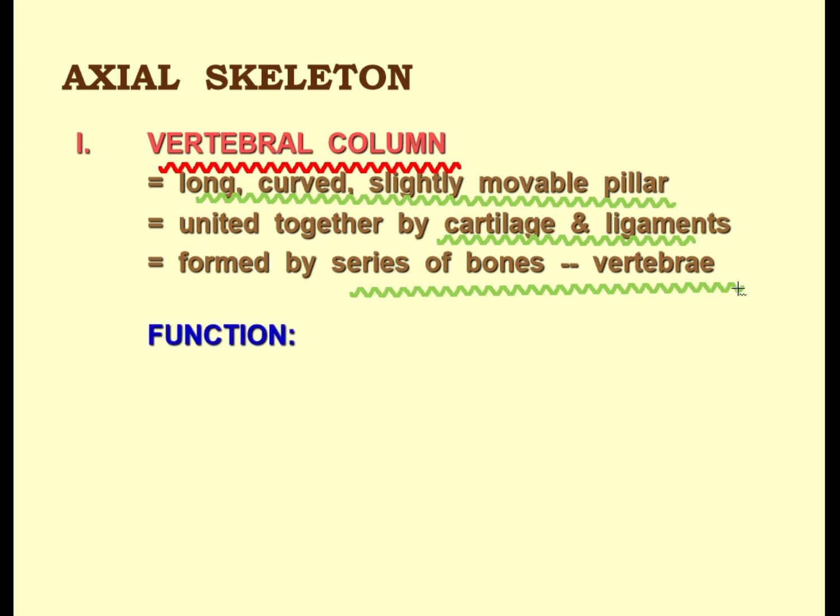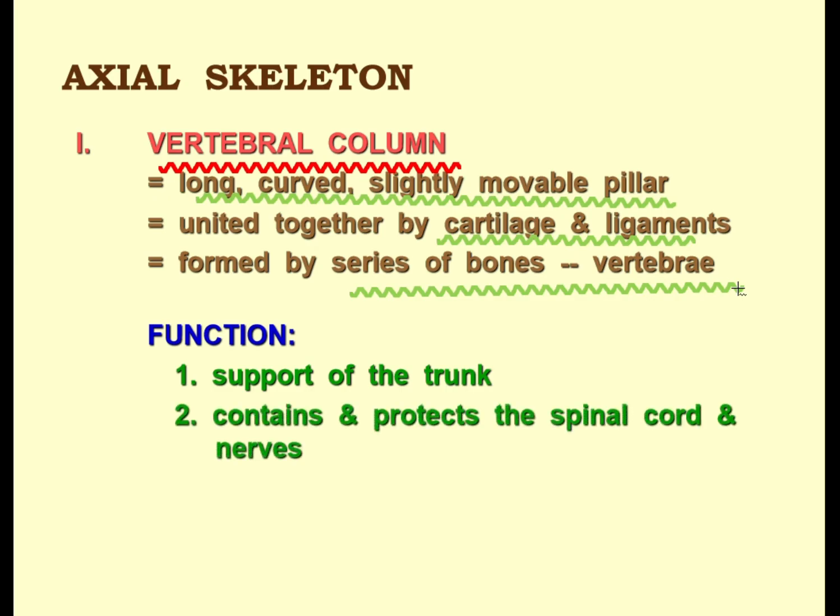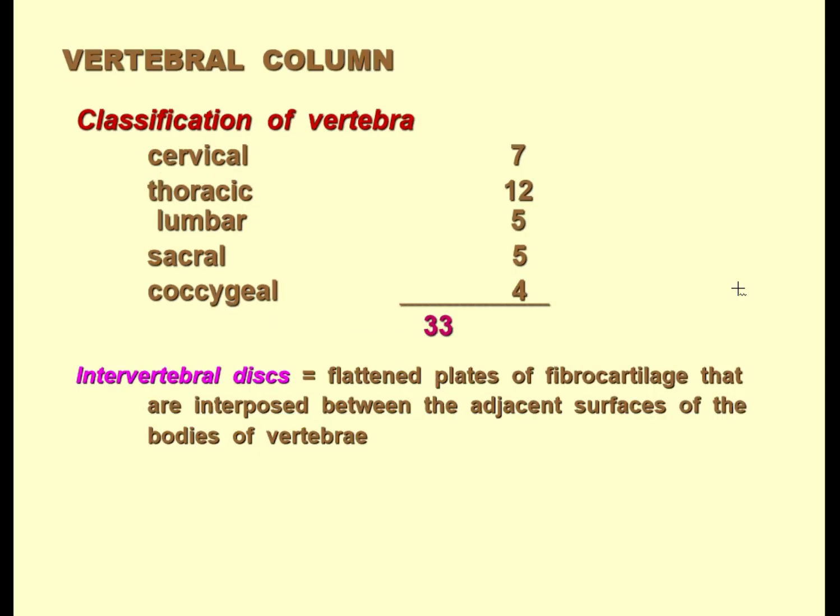Okay, then what are the functions of the vertebral column? Generally the functions are support of the trunk, right, and containing and protecting the spinal cord and nerves. So these two are the main functions: one is the support of the trunk and the second is to protect and contain the spinal cord and nerves, right. So next is the classification of vertebrae, right.